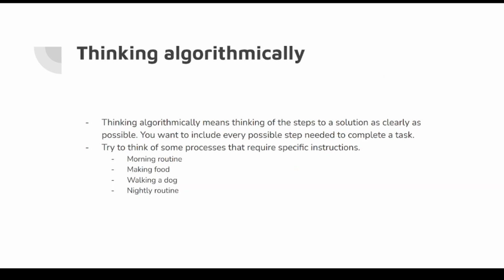Thinking algorithmically means thinking of the steps to a solution as clearly as possible. You want to include every possible step needed to complete a task. Try to think of some processes that require specific instructions, like your morning routine. What do you do when you wake up in the morning? Making food. How do you make the food? What do you need for it? Like the baking a cake example I gave earlier. Walking a dog. What do you need? Do you need a leash? Or do you go a specific route? Or your nightly routine. What do you do when you're about to go to bed?